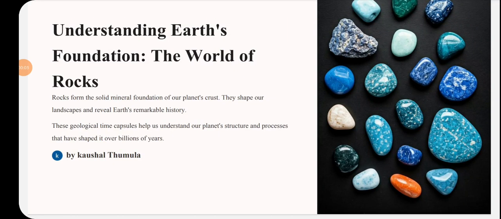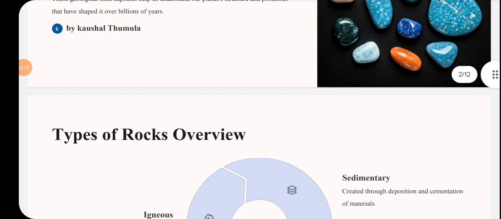Today we're going to be talking about rocks in geography, the subject. Rocks form the solid mineral foundation of our planet's crust. They shape our landscapes and reveal Earth's remarkable history. These geological time capsules help us understand our planet's structure and the processes that have shaped it over billions of years.